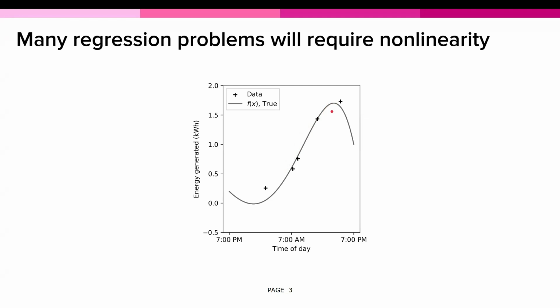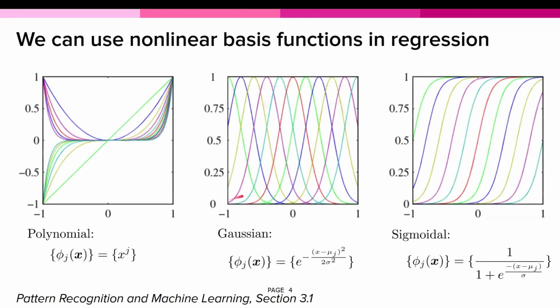But the key takeaway is that no linear model of the explanatory variable, the time of day, would be able to predict the energy generation. It can't account for these ups and downs. Thankfully, and similarly to what we did with classification, we can extend the class of linear models by considering linear combinations of fixed nonlinear functions of the input variables.